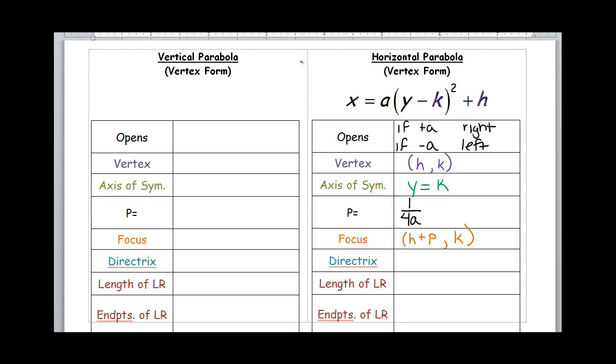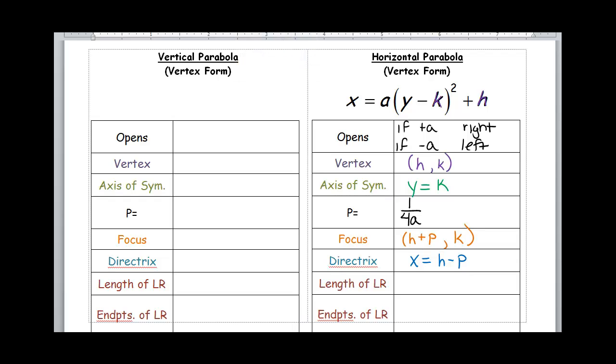Similar for the directrix, I need to have the equation of a line that is p units away from my vertex. Now, because the directrix has to be perpendicular to the axis of symmetry, the directrix is going to be vertical. All vertical lines are x equals. And because it's going to be the opposite direction, I'm going to have x equals h minus p. So I'll take my x value of my vertex and subtract p.